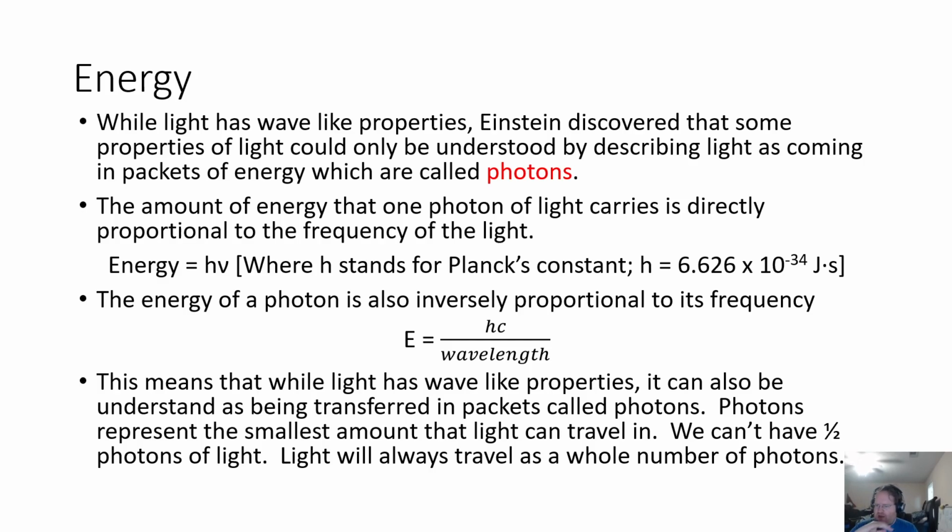A light wave, so we're talking about light here, remember it's because light is going to interact with our atoms, and that's how we're learning about them. So that's why we're so concerned with light in this chapter. Light has wave-like properties, but Einstein discovered that some of the properties could only be understood by describing light as coming in packets of energy called photons. So even though light is a wave, it also has some other properties that are going to limit it. When I think of a wave, I don't think of it the same way I would think of a discrete packet of energy.